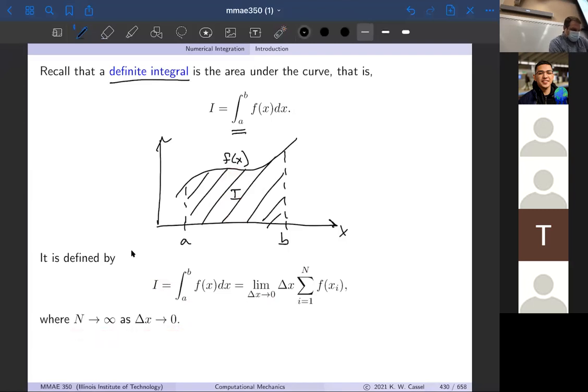Now, we're going to take delta x small, but finite. All right, so we'll come back, talk about that more on Thursday, and go from there.